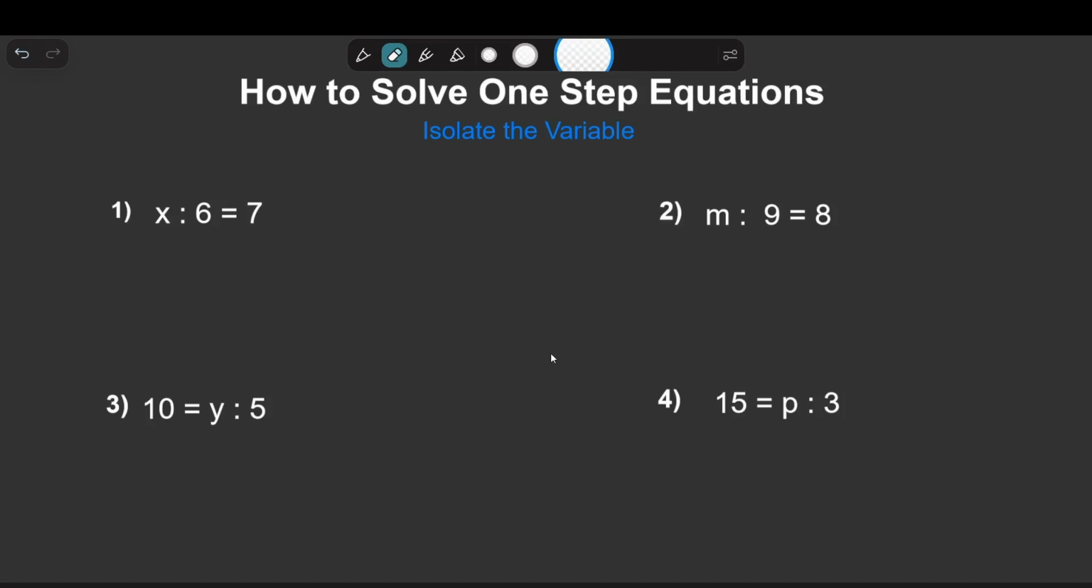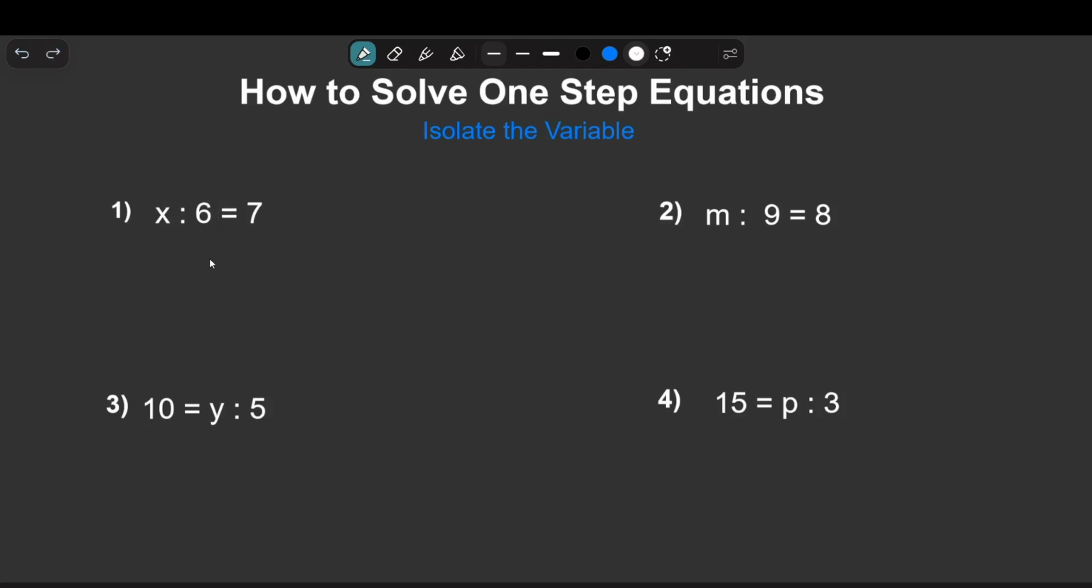Let's jump into number 1, where we have x divided by 6 equals 7. So, we have a division problem. And to isolate the variable, we have to inverse or opposite the operation we are given. So, instead of dividing, we are going to multiply. Let me tell you what this x basically means. This variable, our x, means something divided by 6 should equal 7. So, we can figure this out by multiplying. We are going to multiply this whole thing.